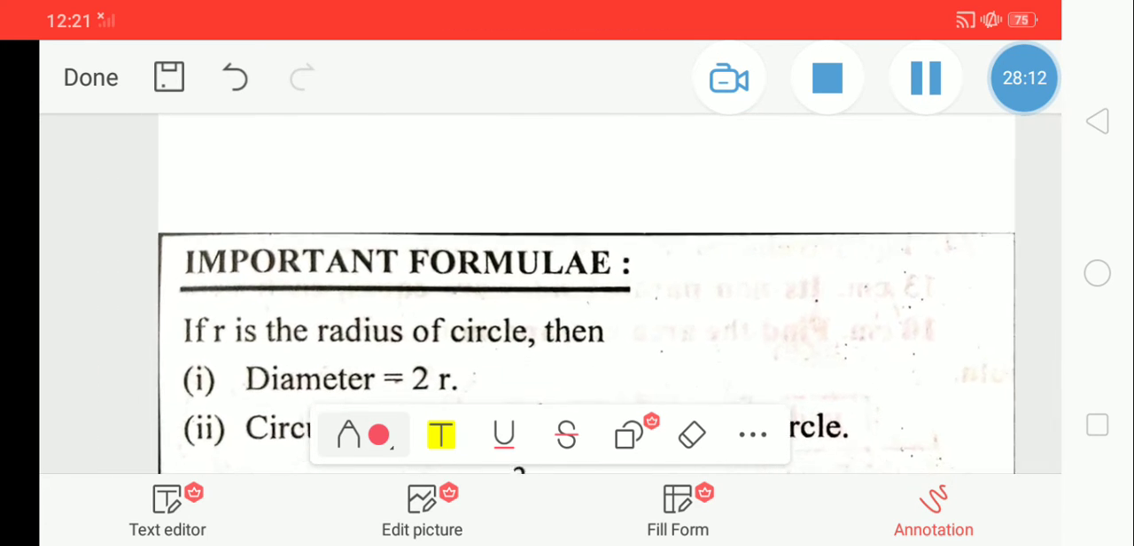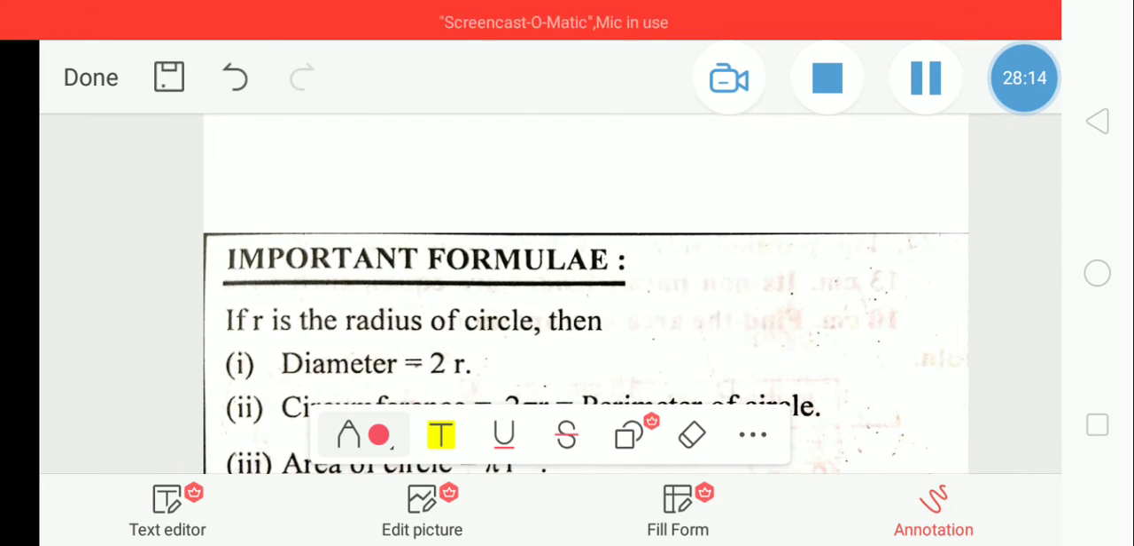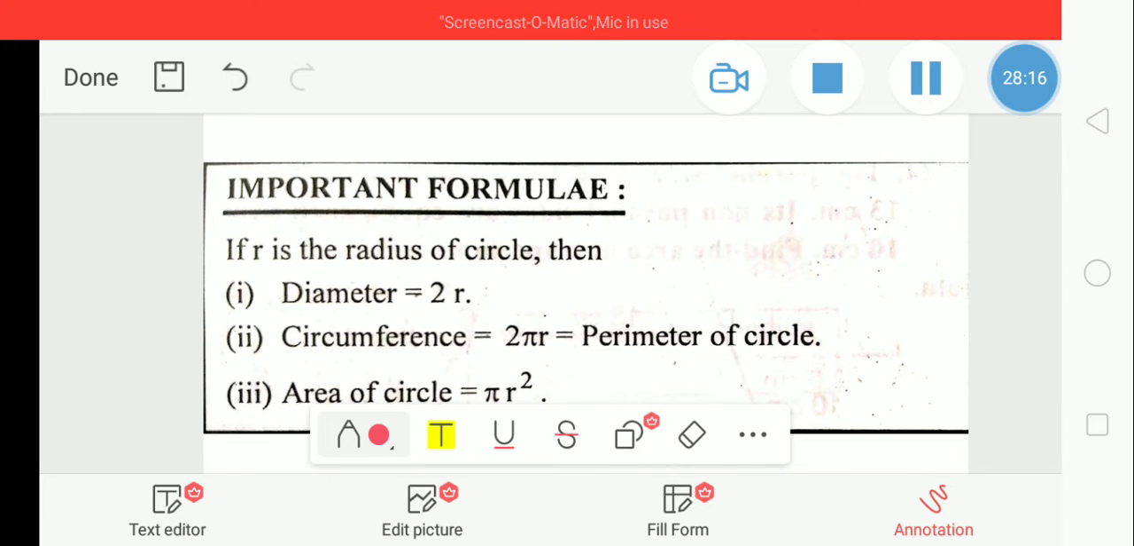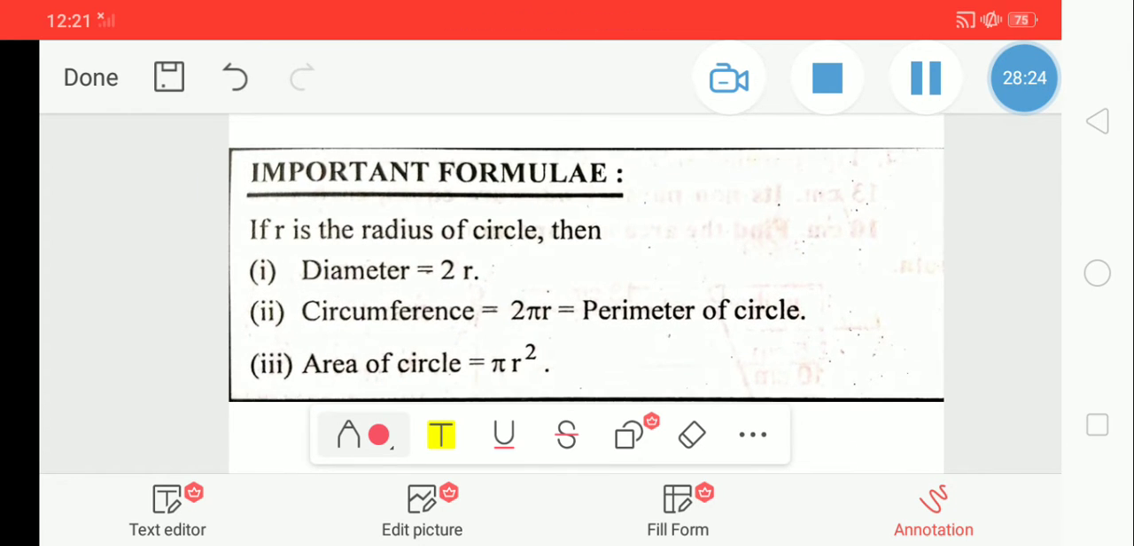So in this unit we are finding perimeter and area of square, rectangle, trapezium, rhombus, parallelogram, and we are also finding area of circle.